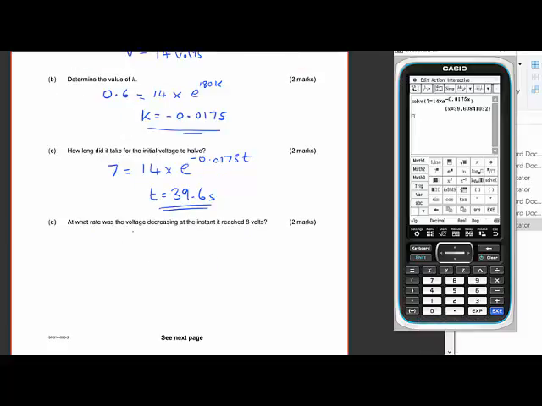At what rate was the voltage decreasing at the instant it reached 8 volts? Well, first of all, we need to know when it reached 8 volts. So we can solve again for t. So all I need to do there is just change the 7 to 8. So that's 31.98 seconds, should we say.